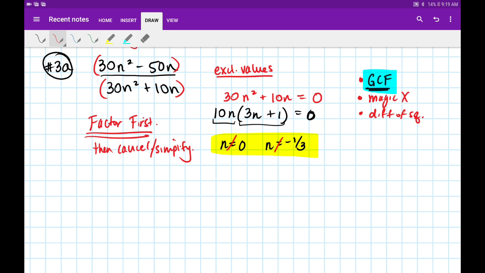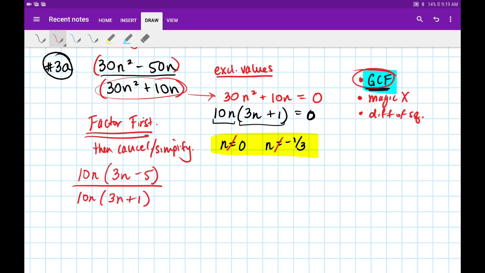Okay, so let's factor the numerator. Using greatest common factor, we can pull out a 10 and an n, and we'll be left with 3n minus 5. So that'll give me my 30n squared minus 50n. Now let's do our denominator. Hey, we already factored our denominator. Remember we did that over here for our excluded value? We don't need to recreate the process. We already know we can pull out the 10n, and we'll be left with 3n plus 1 from our previous work.